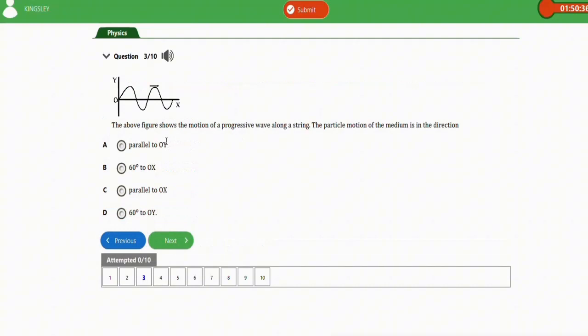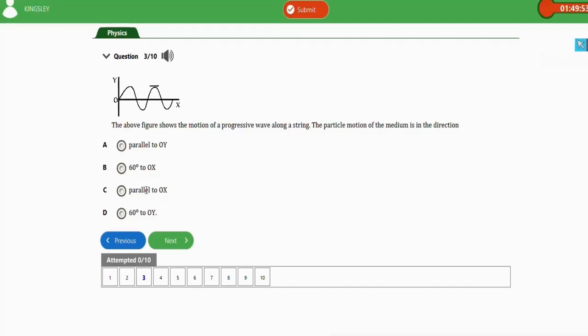It says the above figure shows the motion of a progressive wave along a string. The particle motion of the medium is in the direction. So for this particular question, the correct option will be option A. The particle motion of the medium is in the direction parallel to OY. Along this axis, let me show you. This is the OY. So that will be the particle motion of the medium.